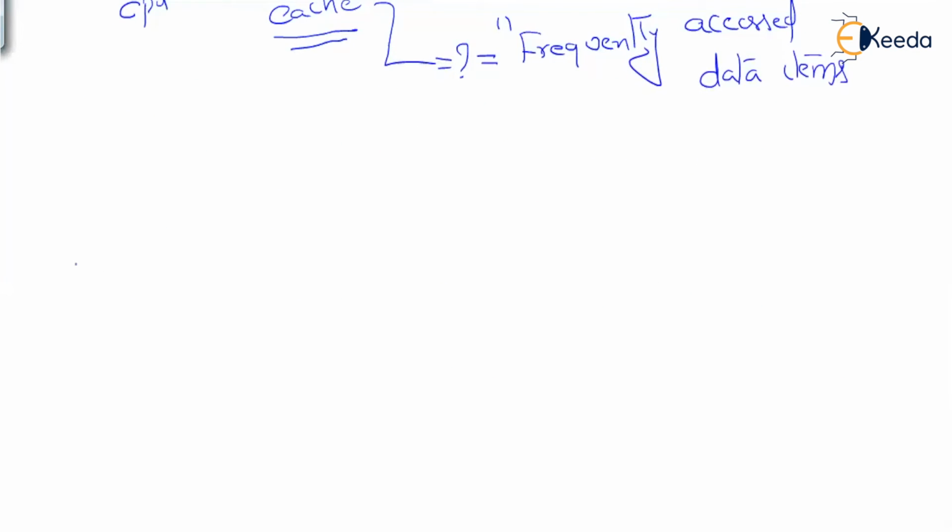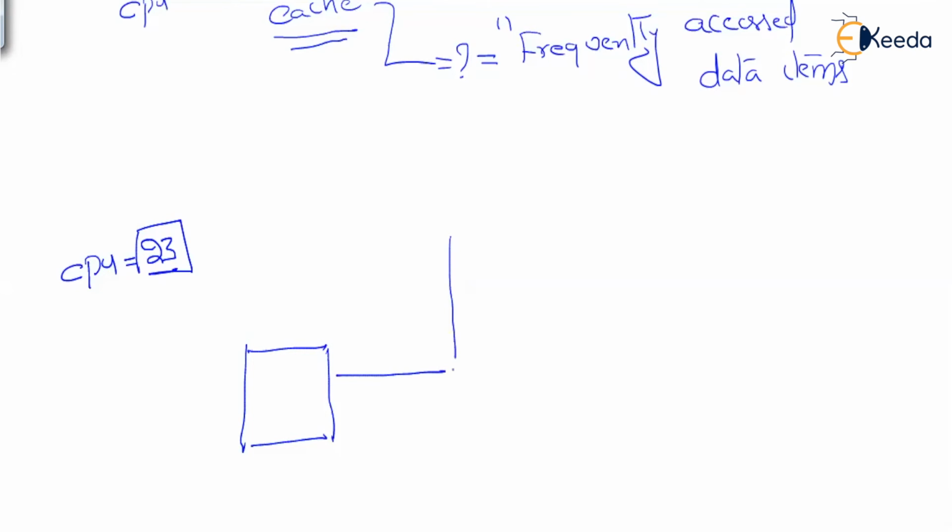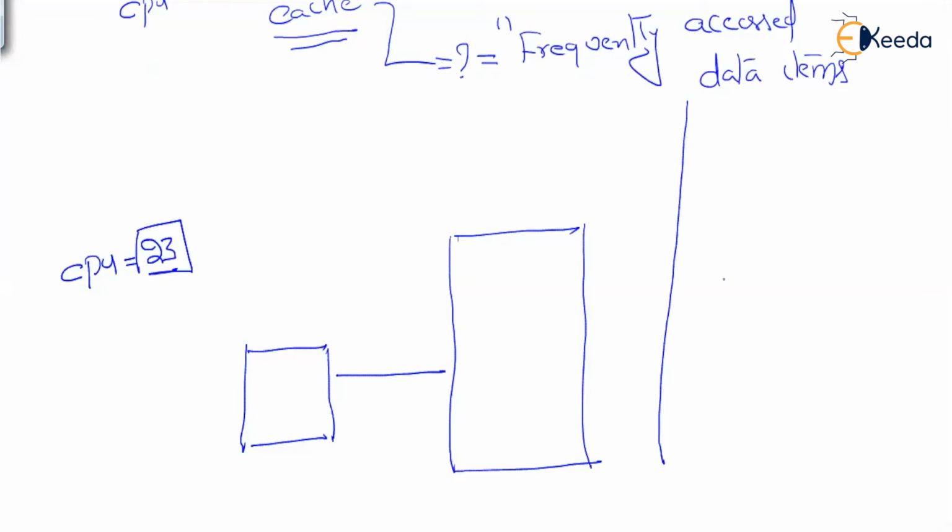Now the CPU wants a data word which is available at the 23rd address of the main memory. Again, I am drawing this freshly. This is the CPU, this is cache memory, and let us say this is main memory. I want some bigger diagrams to demonstrate it completely. So let us see, the CPU wants to access a data element at address 23.